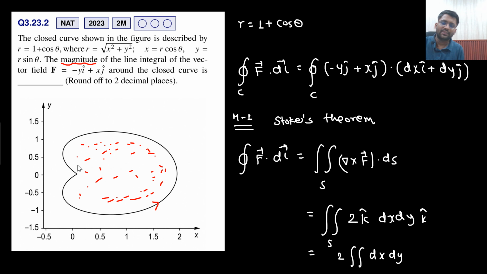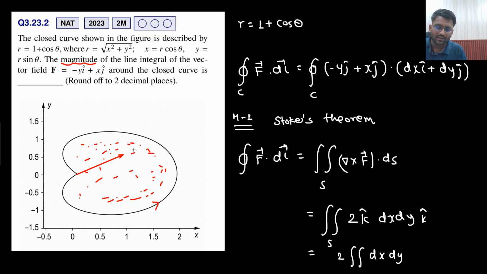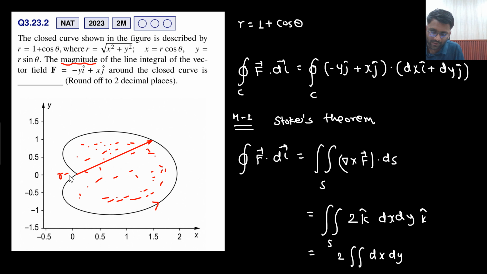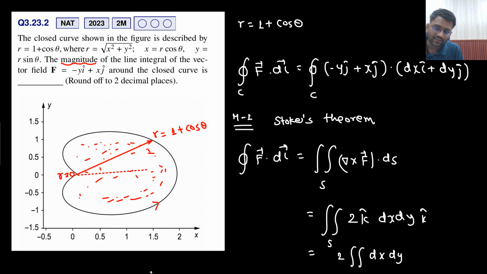One thing you can notice, sir: what is your r? R is the distance from origin. So r is 0 here, and the value of r here is 1 plus cos theta. And what is the angle theta? Angle theta is the angle made with the positive x-axis. So theta can go from 0 to 2 pi.